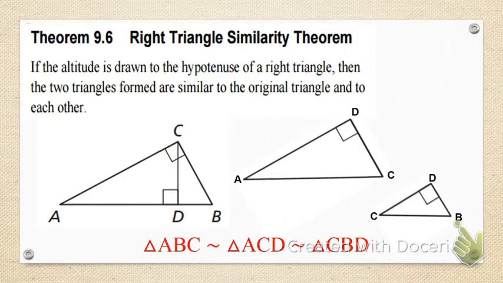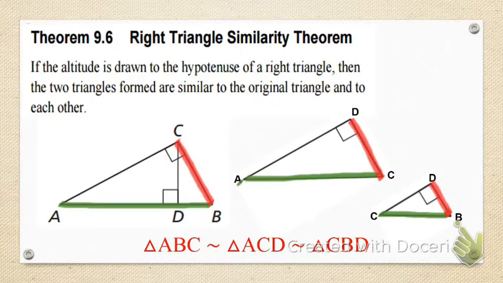As soon as they have the same orientation, then it's easy to see, okay, all the hypotenuses are proportional, right? AB is to AC is to CB. All the short legs are in proportion to each other. BC is to CD is to BD. And of course, all the longest legs are in proportion to each other. AC is to AD is to CB.